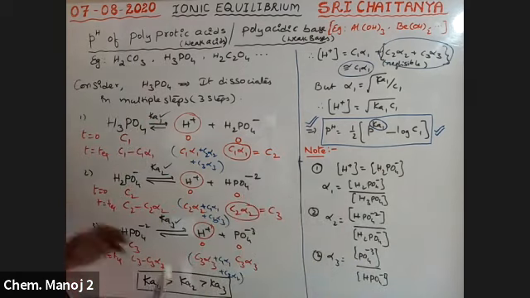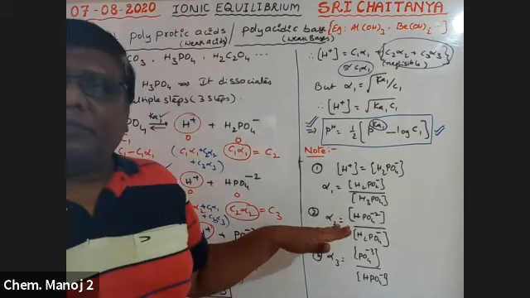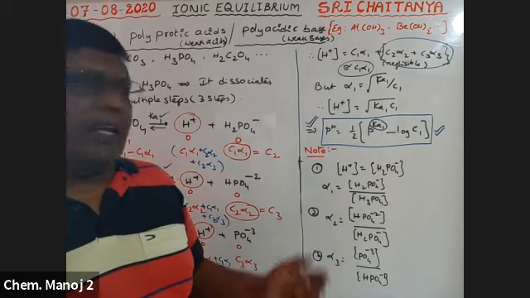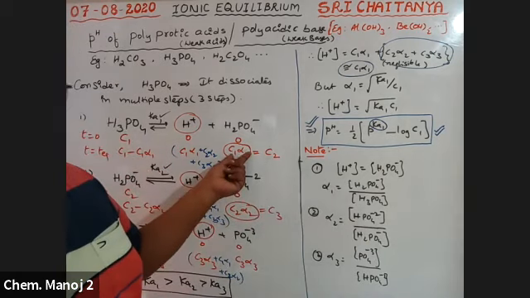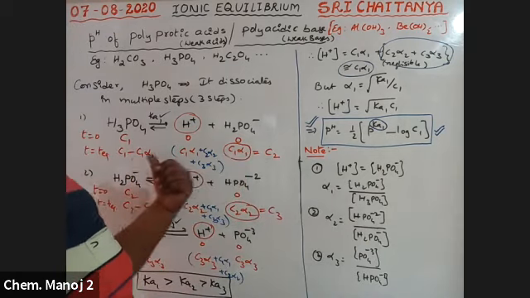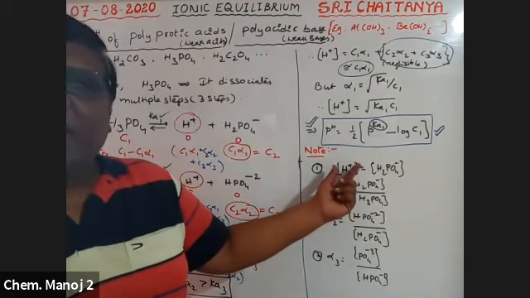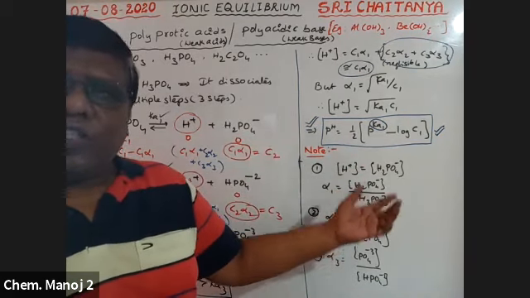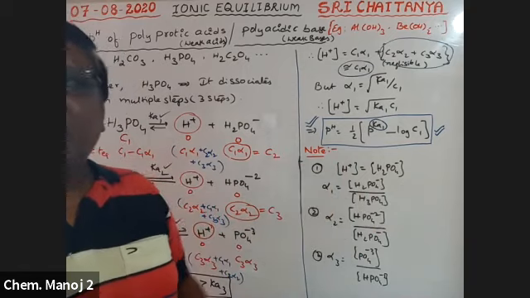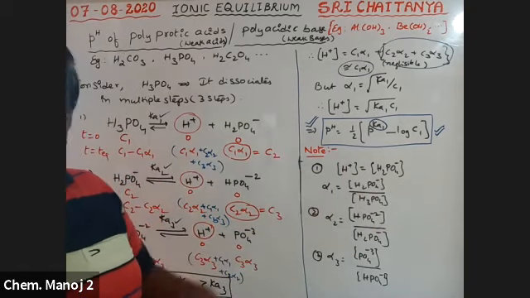What is the alpha value? How much is dissociated by total taken? C1 alpha 1 is dissociated. So how much is actually taken? That is C1 taken. That is C1 alpha 1 by C1, so alpha 1. That is the degree of dissociation in the first case.